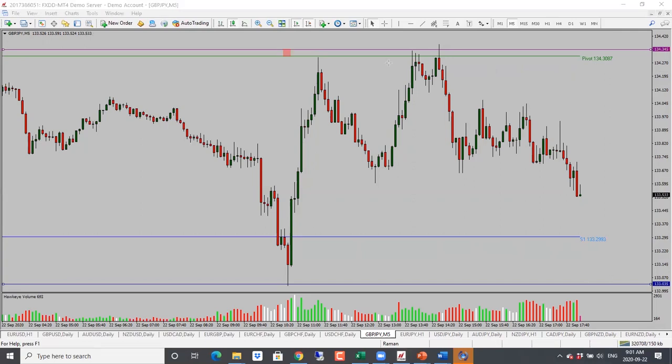So this here would be the perfect entry for me. I would take a trade at the close of this candle, right? So the candle closes, you take a trade here, and the stop can go on the other side. I would put it a little bit higher just in case. And then what am I looking at? First, I would be looking at this level here.